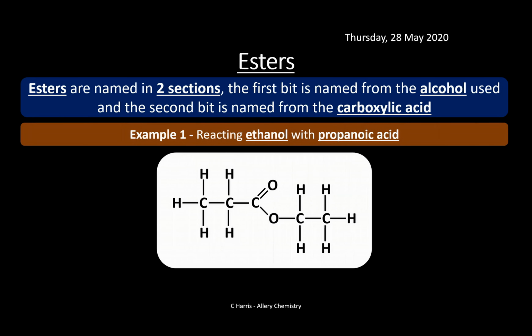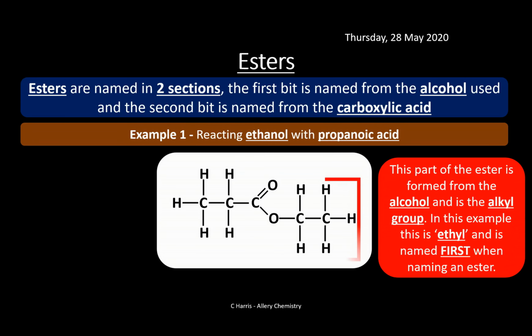So let's have a look at example 1. Here we're going to react ethanol with propanoic acid. Okay, so we've got our ester there. The first thing we need to do is this part of the ester, which is formed from the alcohol and is the alkyl group. Okay, so this bit here. In this example, this is ethyl because we've got 2 carbons there. So we name this first when we're naming an ester.